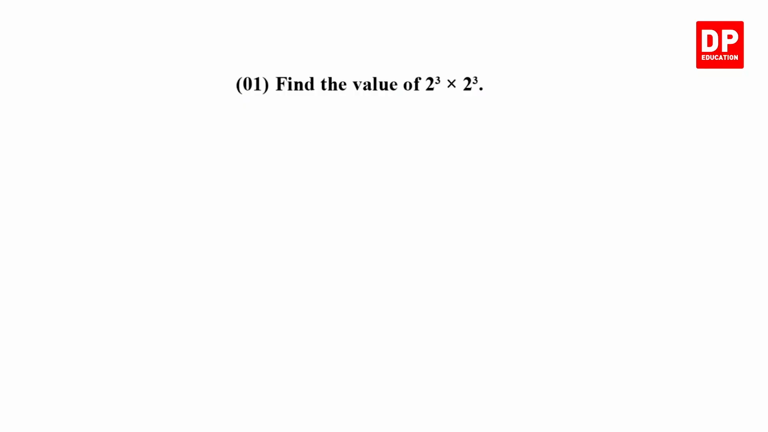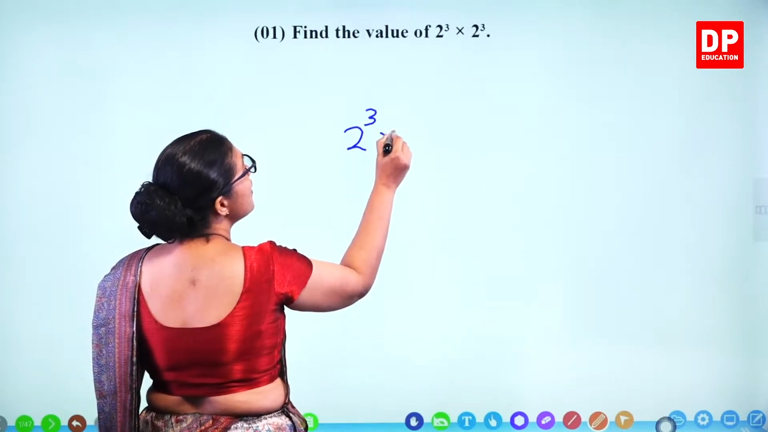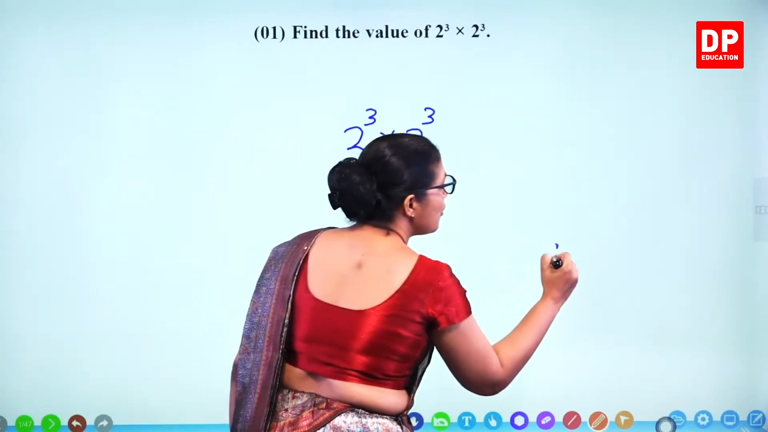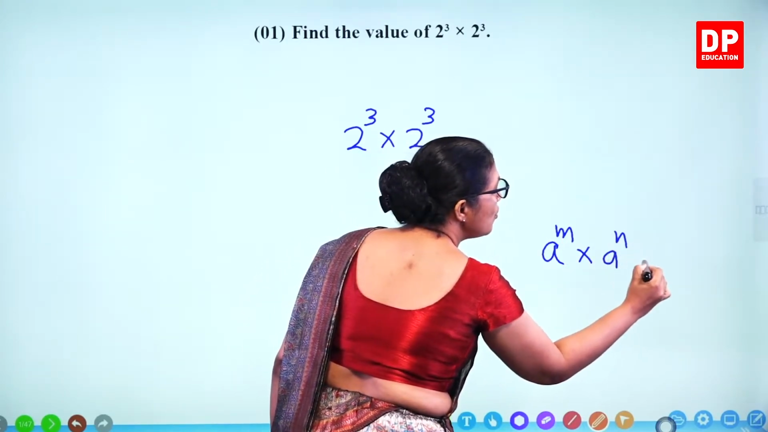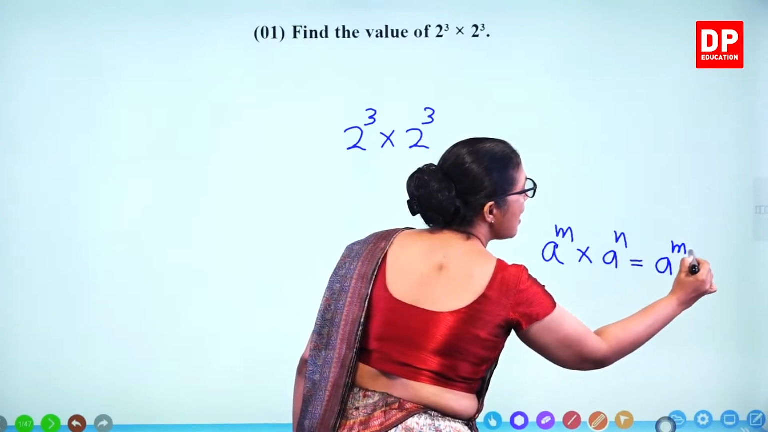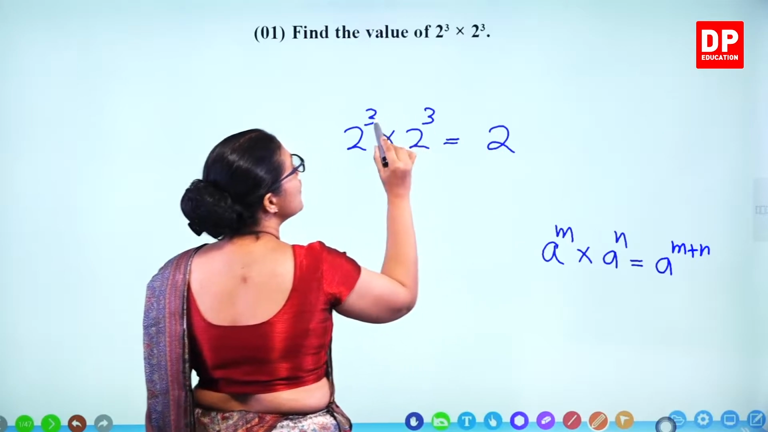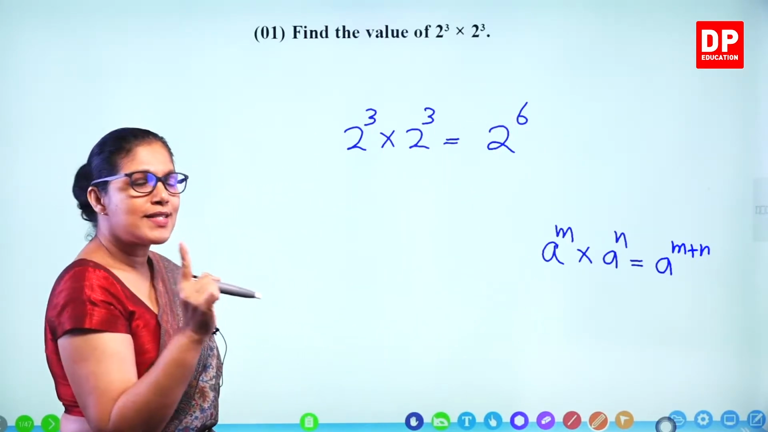Find the value of 2 to the power 3 times 2 to the power 3. Same base, different powers, multiplication. So what can you remember? Same base, multiplication, you add the powers, m plus n. So you can write this as 2 to the power 3 plus 3, which is 6. So what is 2 to the power 6?